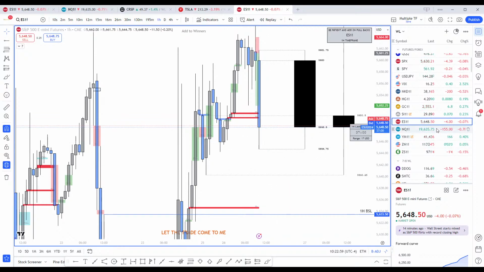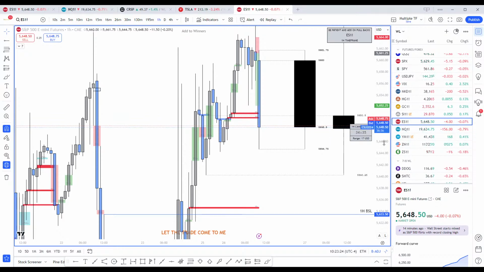ES is starting to flip bearish. NQ is bearish. Dow is in a world of its own. I don't really pay attention to Dow. I highly suggest you don't pay attention to Dow whatsoever, unless you're actually trading it, obviously. But I've been trading futures long enough to understand that Dow, some days, does whatever Dow wants to do.